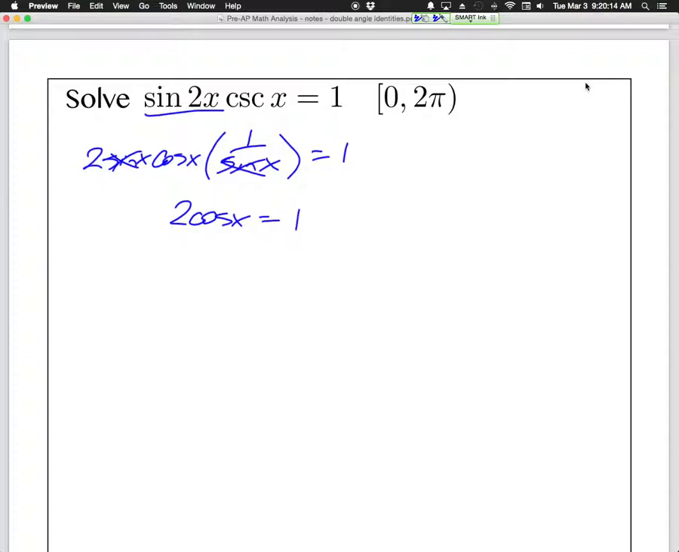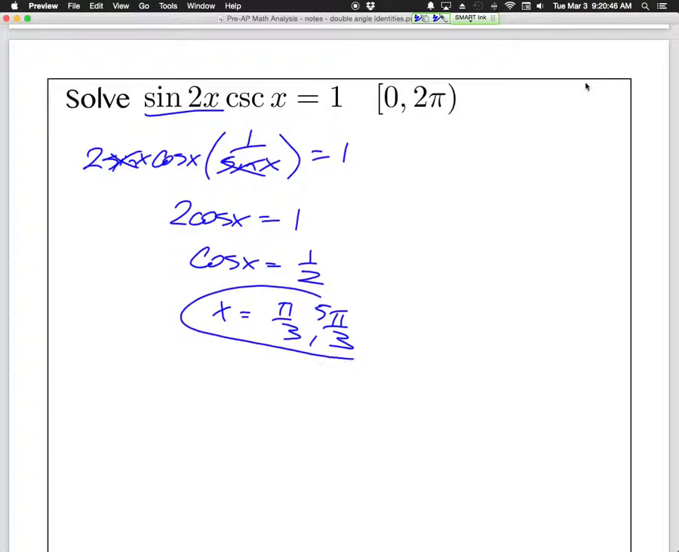AJ, what's next? Divide by 2. So cosine x equals 1/2. Reagan, when does cosine equal 1/2? Pi over 3. Very good. Kurt, the 1/2 is positive, so when is cosine positive? First and fourth. How do I put something in quadrant 4? You times by 2 and subtract 1. So we end up with pi over 3 and 5 pi over 3.